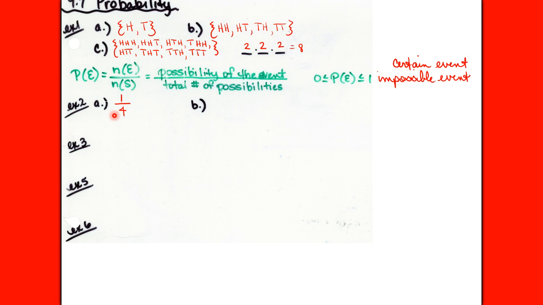So for B, it had said a card is drawn from a standard deck of playing cards. What's the probability that it's an ace? So how many cards do I have to choose from? 52 in the deck, right? And out of them, how many are aces? 4. So my probability would be 4 out of 52. Now we always want to give our probability in lowest terms. So I would simplify that fraction down to 1/13.